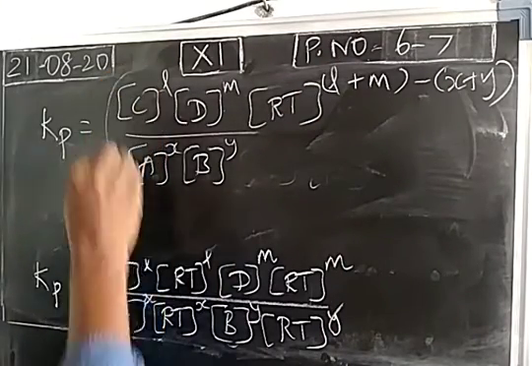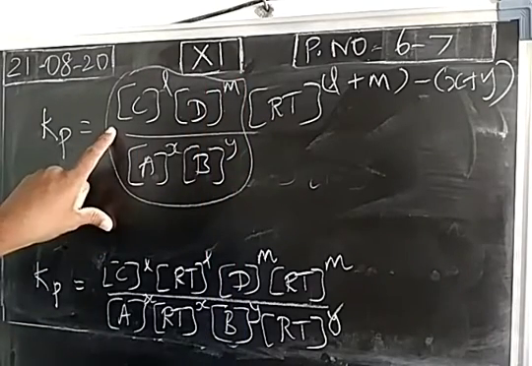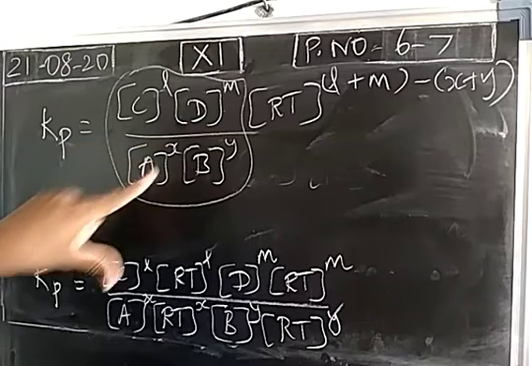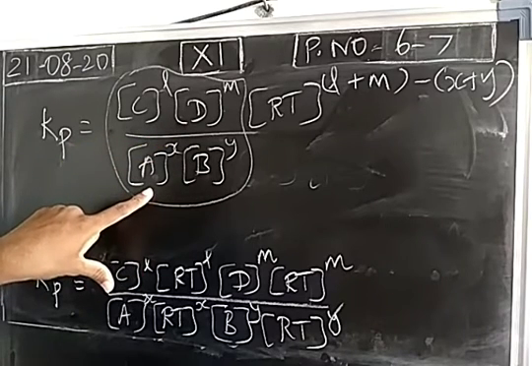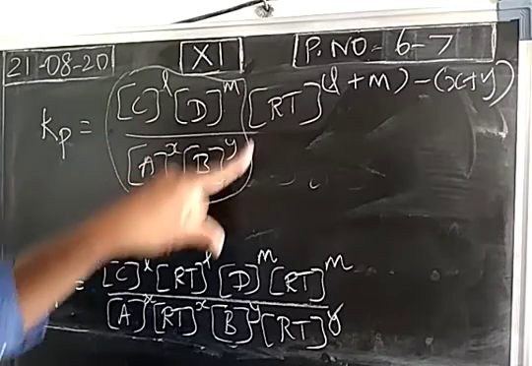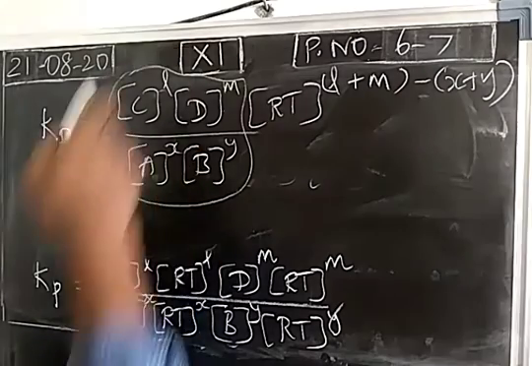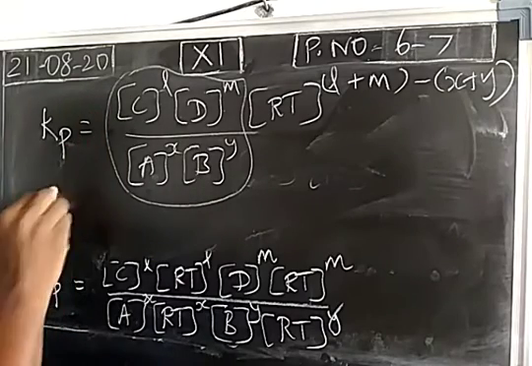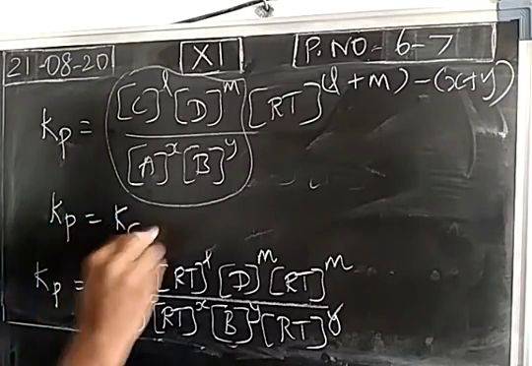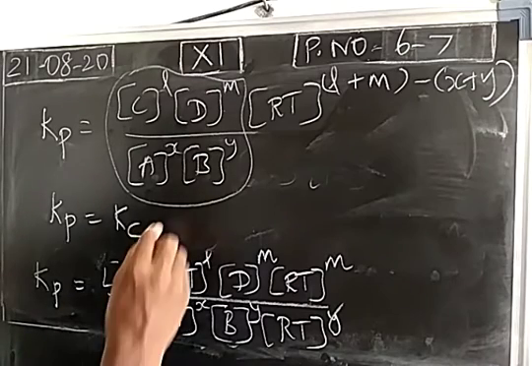Now this is what? The ratio of the product of active mass of the products to the product of active mass of the reactants, and each term is raised to an exponential power. This is nothing but the equilibrium constant in terms of active mass or molar concentration. So this is nothing but what? Kc. So Kp is equal to Kc, the equilibrium constant in terms of active mass or molar concentration.